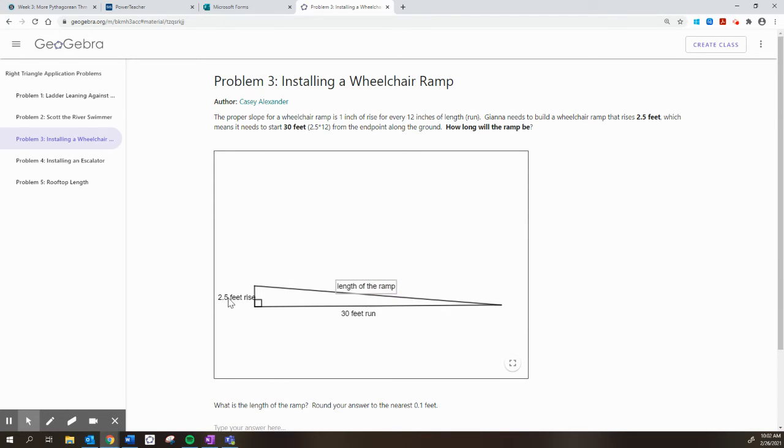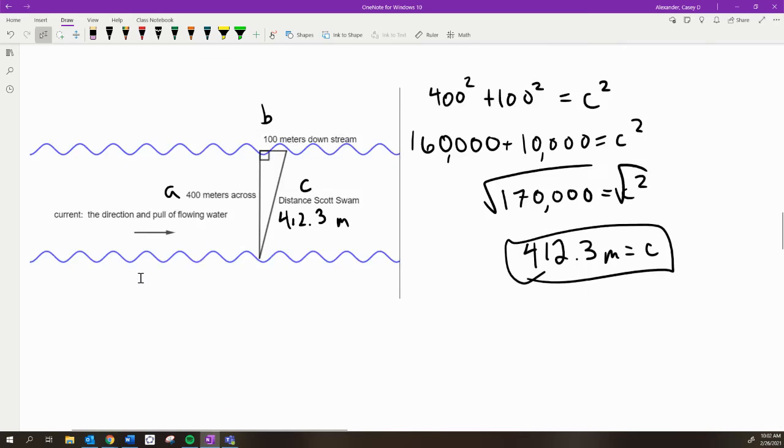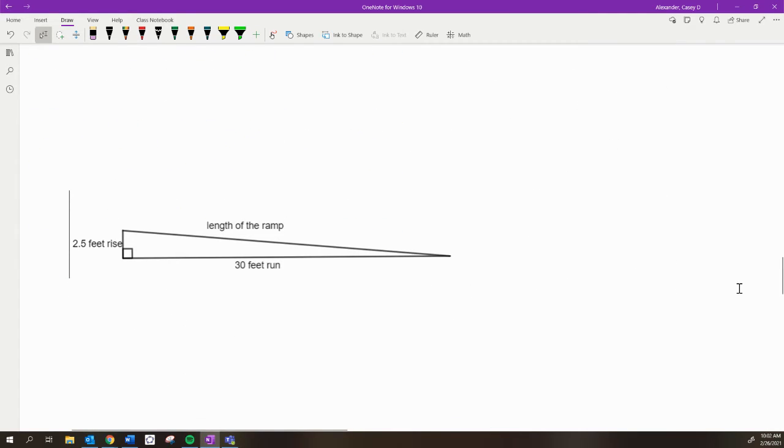So we've got this really shallow right triangle, but it is a right triangle. The ramp is not going to be much longer than the length along the bottom that it needs to run, but it does need to be a little bit longer. Again, I know the 2 legs, but what I don't know is the length of the hypotenuse. So we'll use the Pythagorean theorem again.